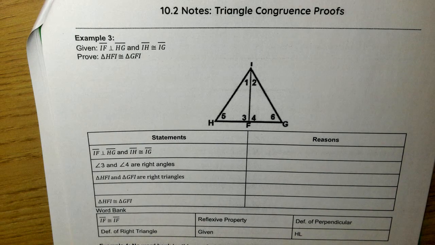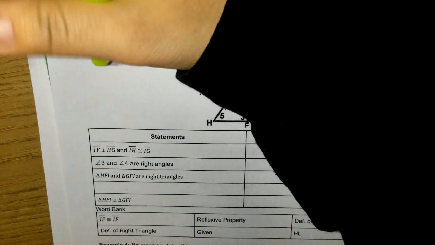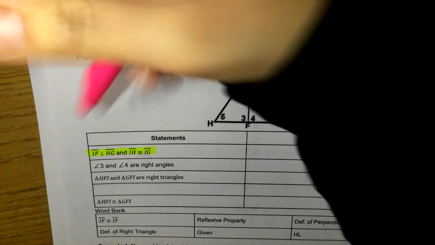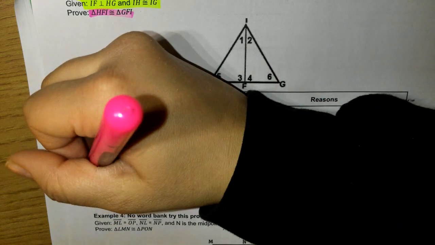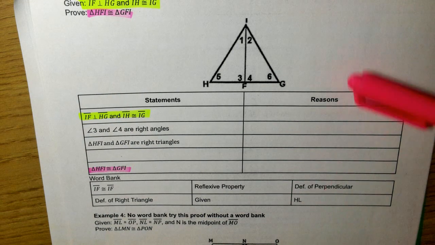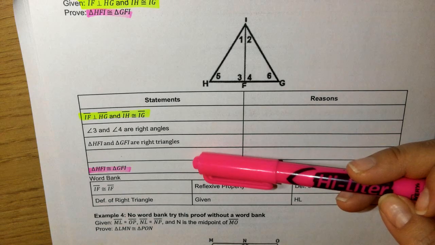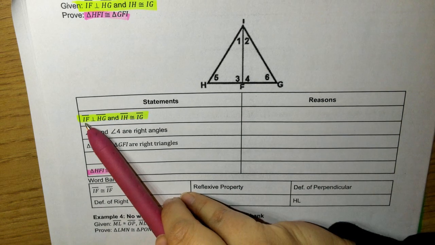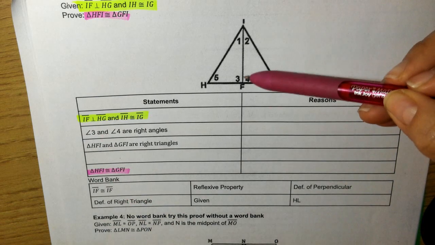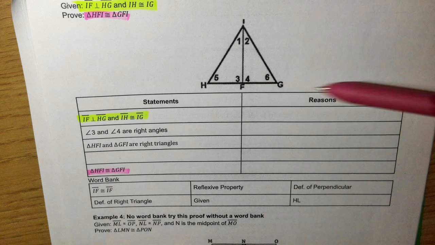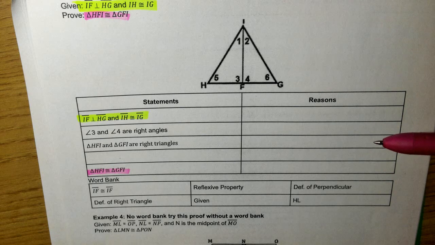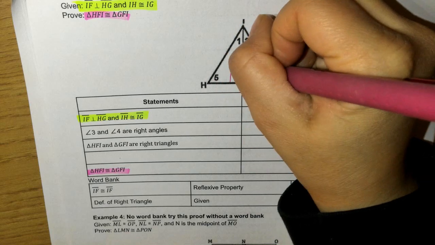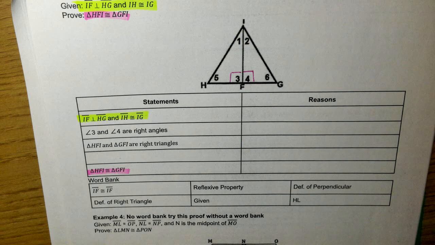Okay, example 3. This was given to me. I see it. This was my proof. They already wrote it down on the last box. But in this case, I noticed they didn't give me one of the statements, so I'm going to have to figure that out. Let's see what I need to mark up. Side IF is perpendicular to HG. Perpendicular. What does that mean? That means that I have right angles. Angle 3 is a right angle, and angle 4 is a right angle.